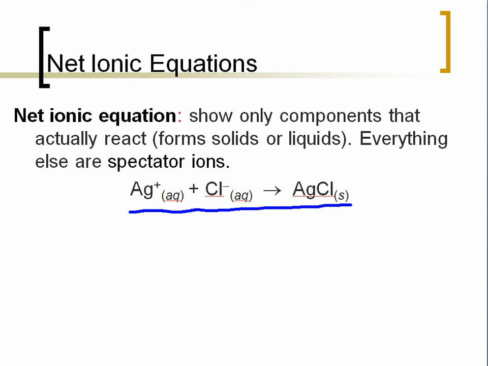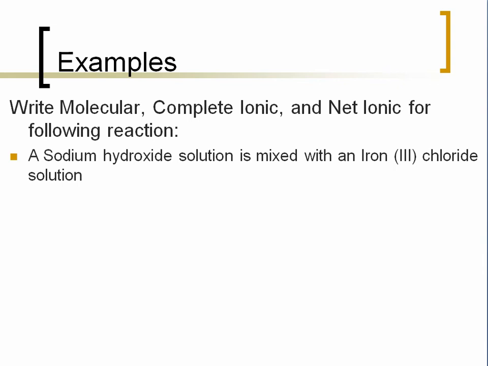So let's try a few examples and see how you do on writing these. All right, I would like you to try this. Write the molecular, complete ionic, and net ionic for the following reaction. A sodium hydroxide solution is mixed with an iron 3 chloride solution. You're going to have to predict the products, balance it, and then write equations for each. So go ahead and click pause, try this, and then we'll go over it as soon as you're done.